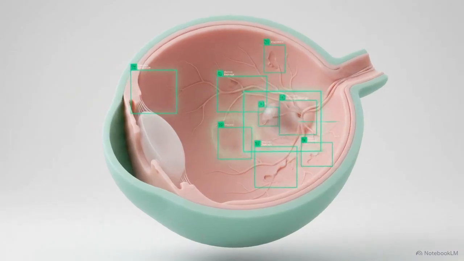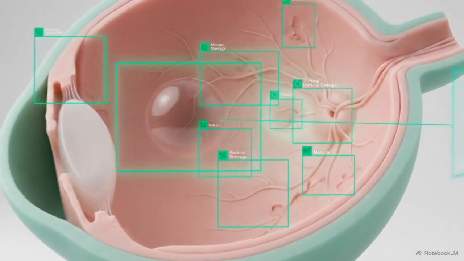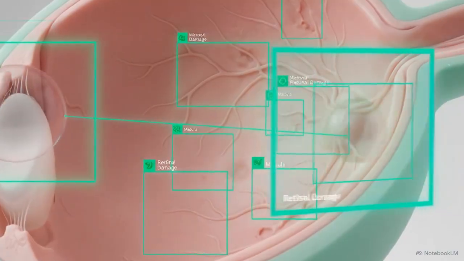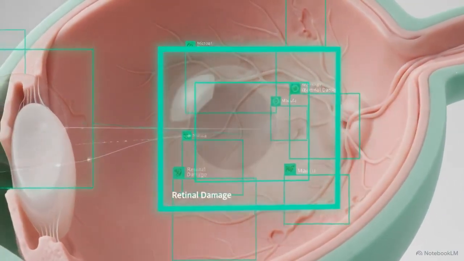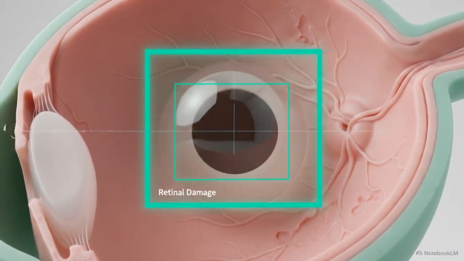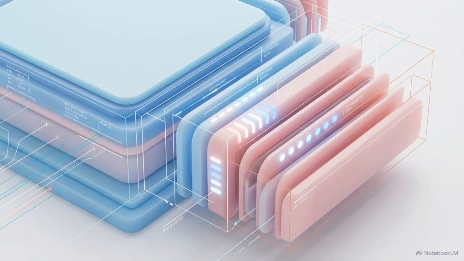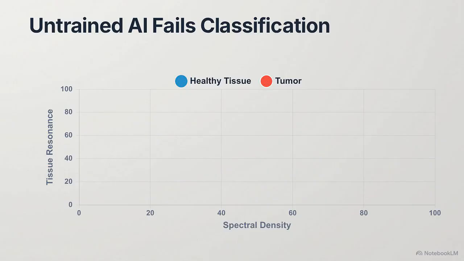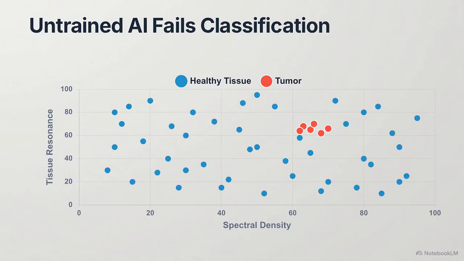Clinical AI models are capable of detecting malignancies years before traditional screening and mapping retinal damage to prevent blindness in millions of diabetic patients. But there is a hidden limitation beneath those capabilities. Out of the box, these algorithms are blind. A sophisticated AI cannot natively distinguish a lethal tumor from the healthy tissue surrounding it.